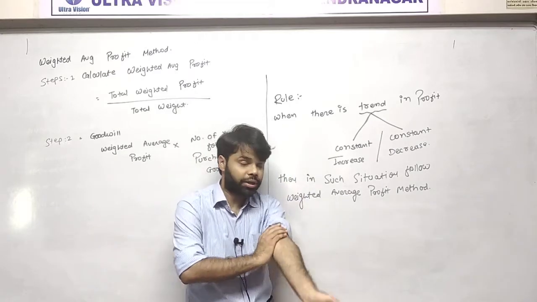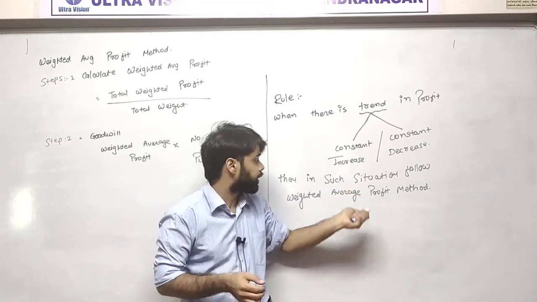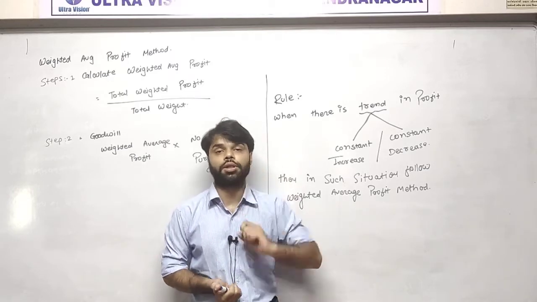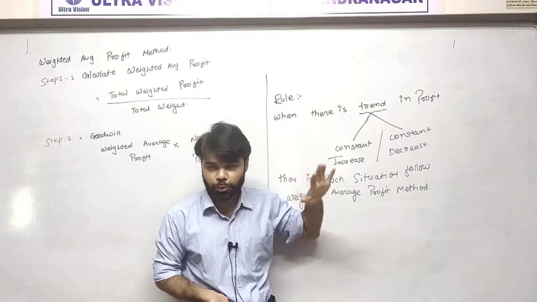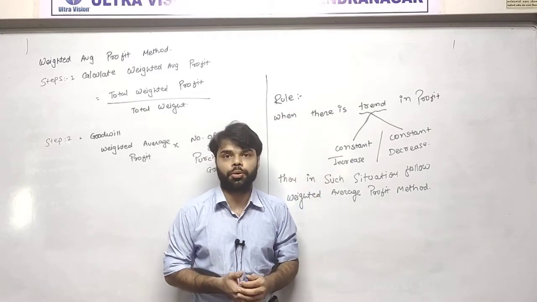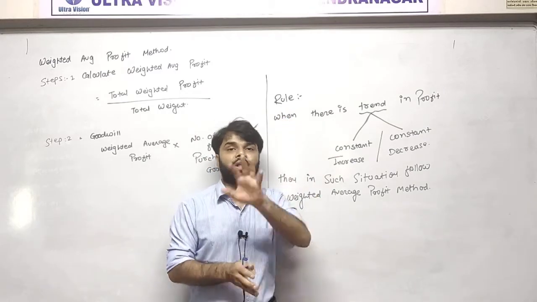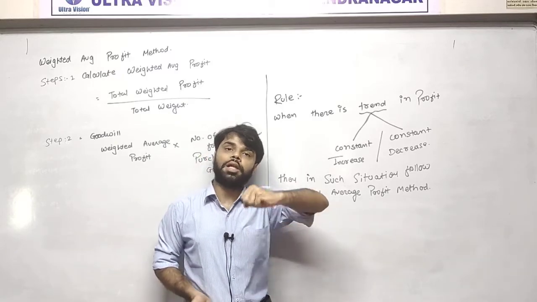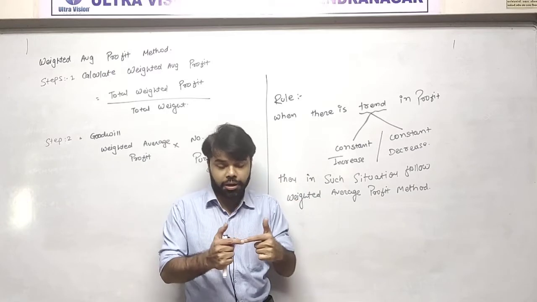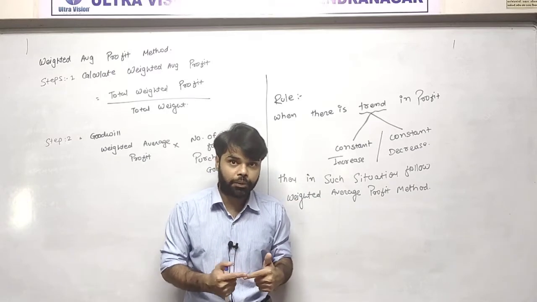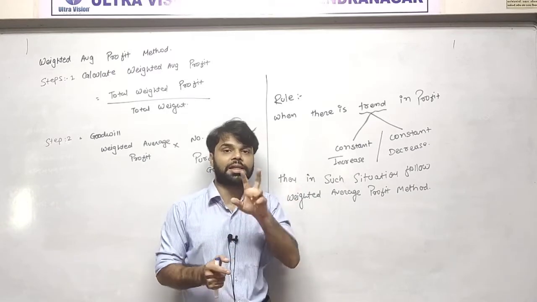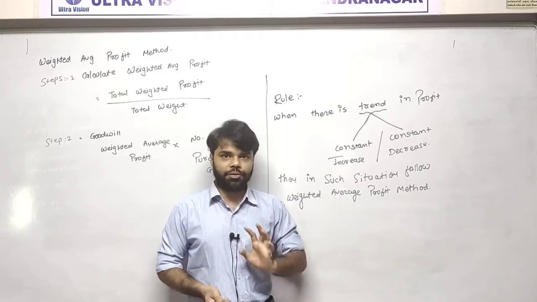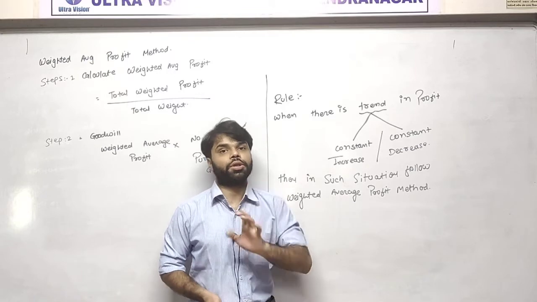Out of 4 sums, in 3 sums it is clearly mentioned that you need to calculate weighted average profit, but in one sum, if it is not mentioned, then you have to decide whether you need to follow the average profit method or the weighted average profit method. It may happen that it is not given in the question. You need to calculate goodwill as per the average profit method. Average has two parts: one is simple average and one is weighted average profit method. It's you who have to decide.